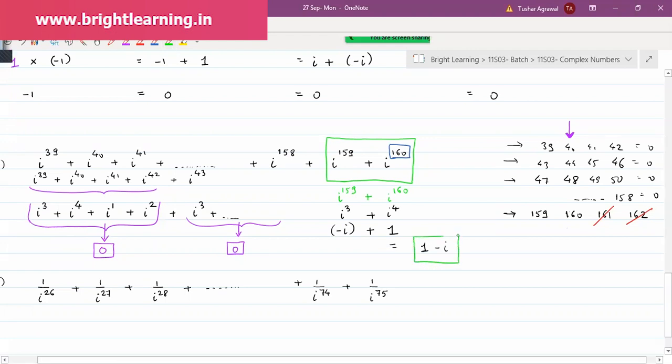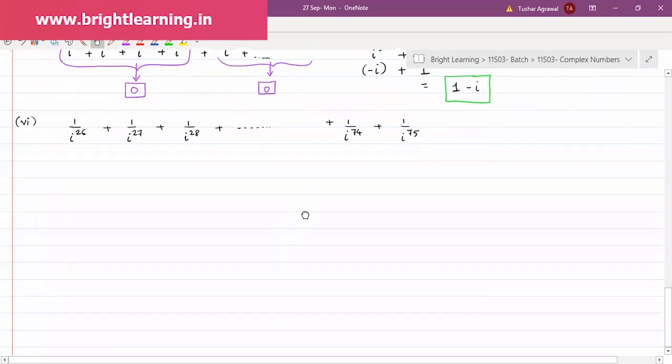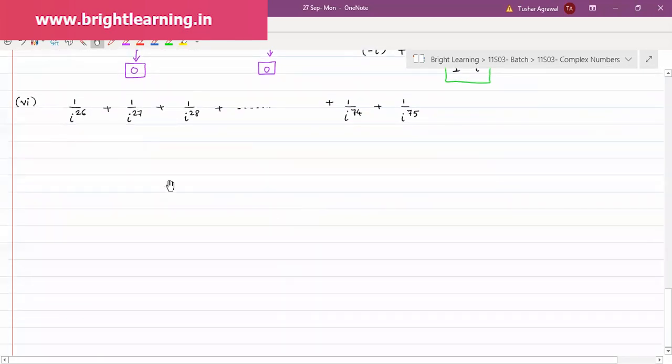Okay, don't be tempted to write the answer as 0. Is it okay, everyone? Yes, sir. The next question is also along similar lines. I will not explain it completely.